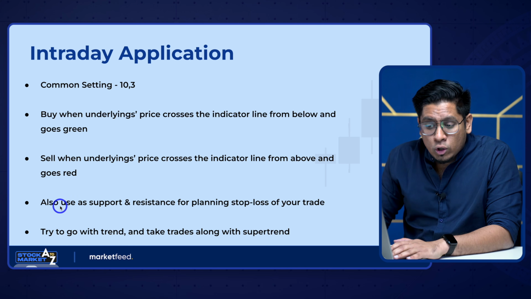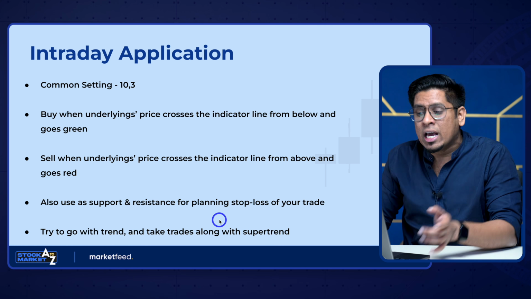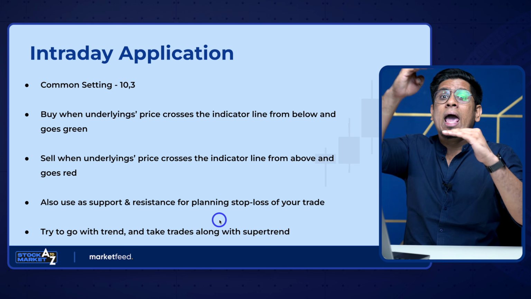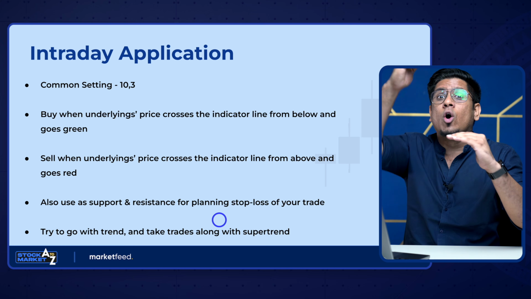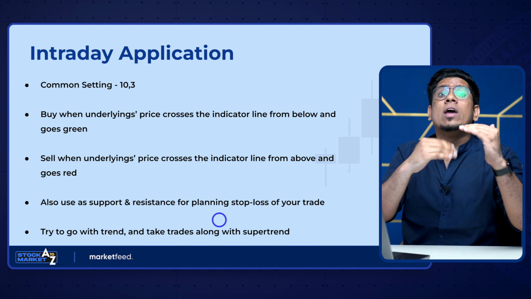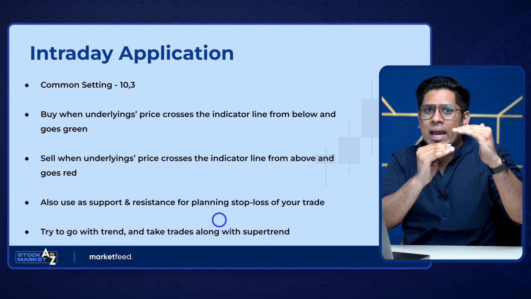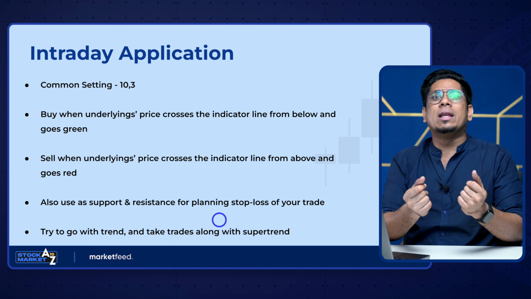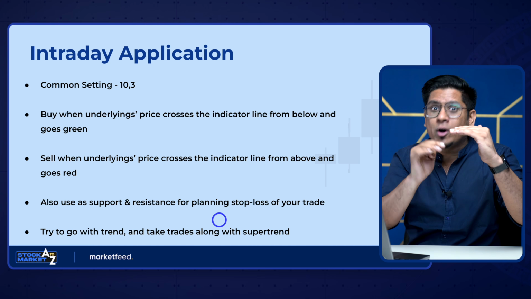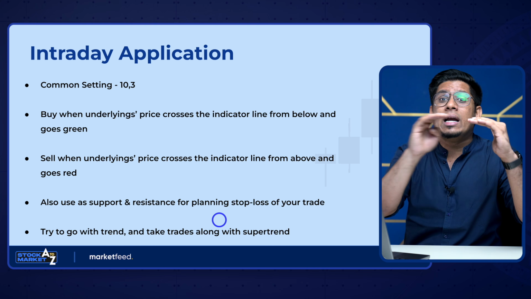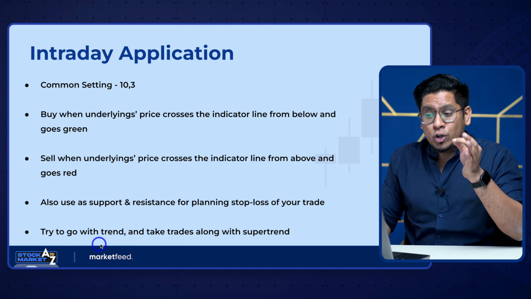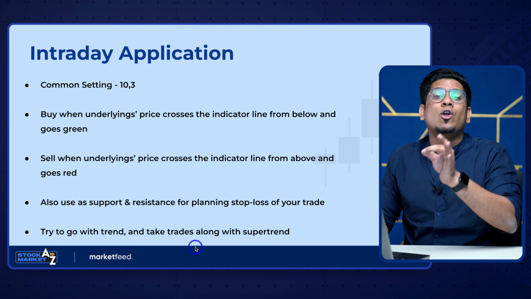And finally, it can also be used as support and resistance for planning stop loss of your trade. Right, see, if you have gone long, where do you keep your stop loss? At a lower level, right? Where can you keep that? Below the super trend line. Because if the stock is coming down, you don't want your stop loss to be hit quickly, right? So you can keep it below a support, and as we just learned, super trend line can act as a support. And the final point here is try to go with the trend and take trades along with super trend.